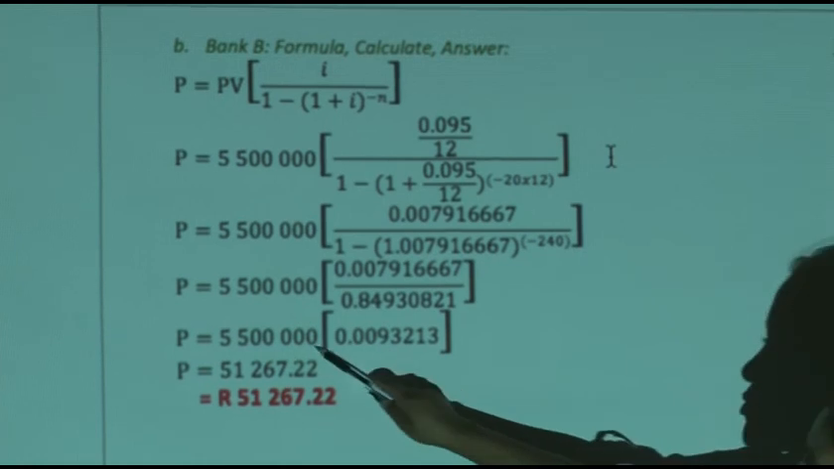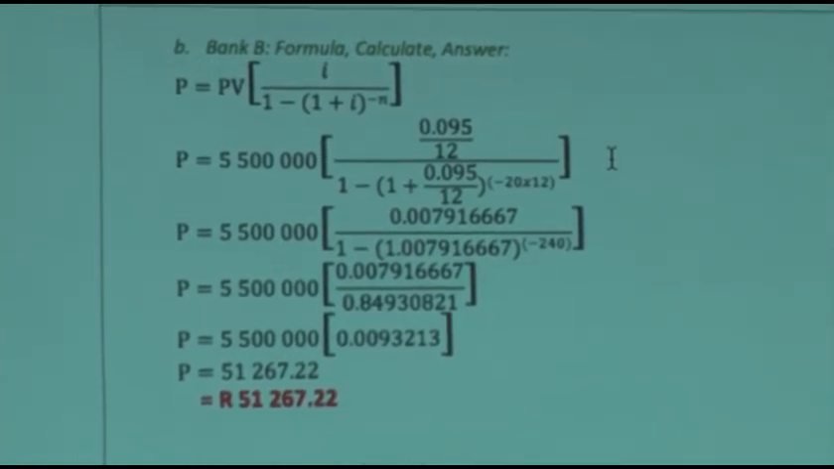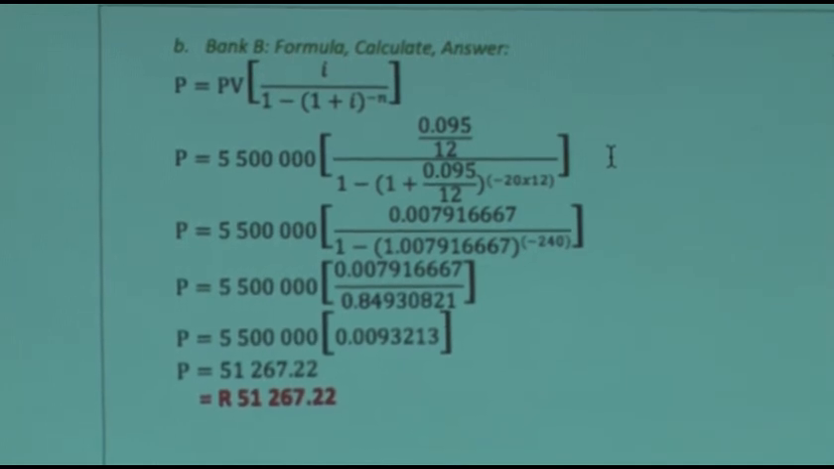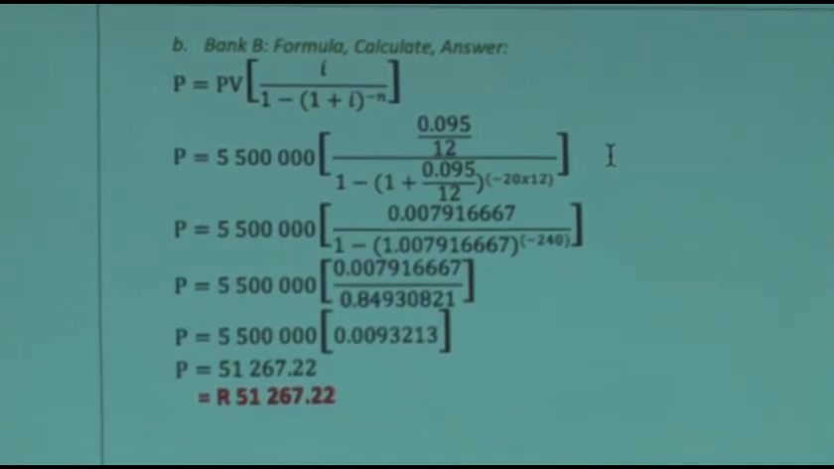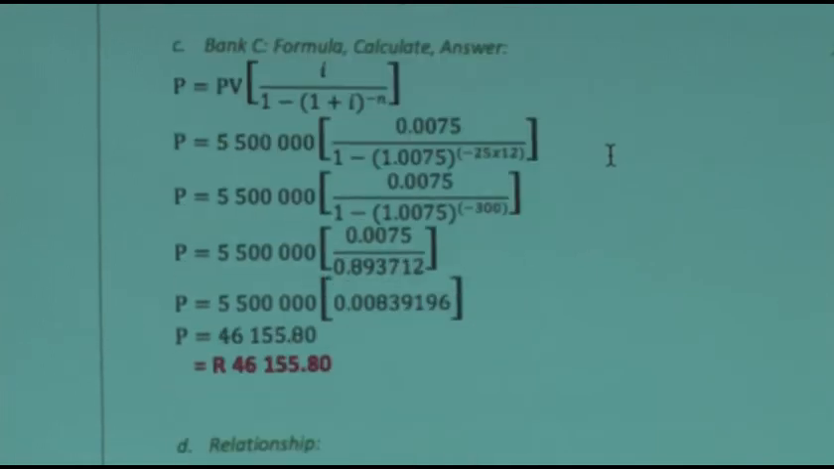We're breaking up the 5.5 million. Look at the size of our multiplier, the value of our multiplier. We can already start seeing that difference, right? So Bank B is going to request 51,000 every single month from us.